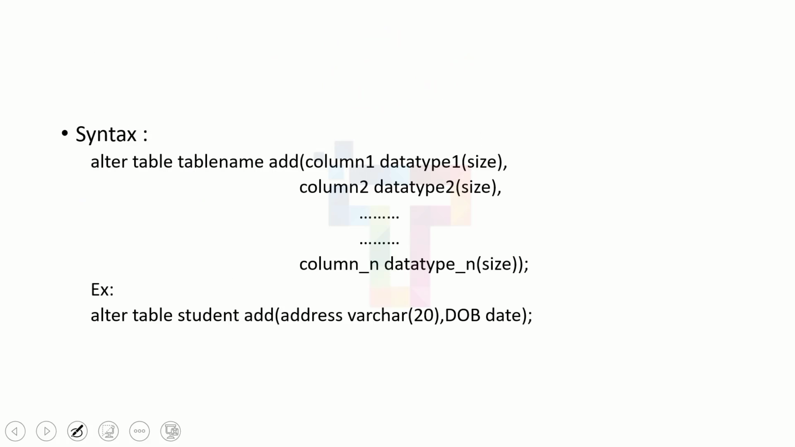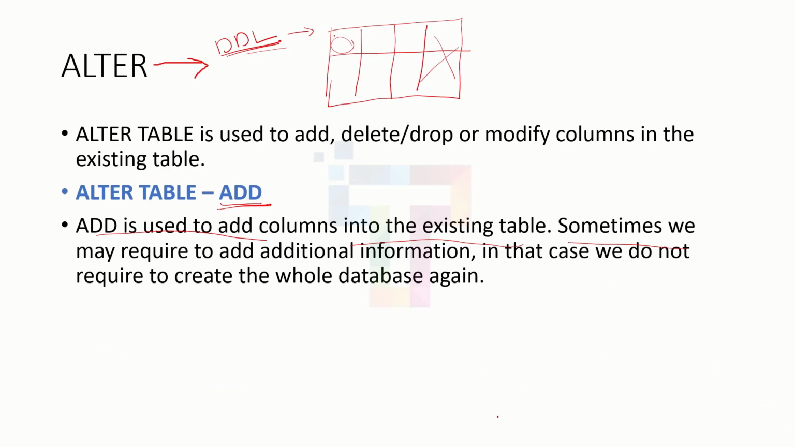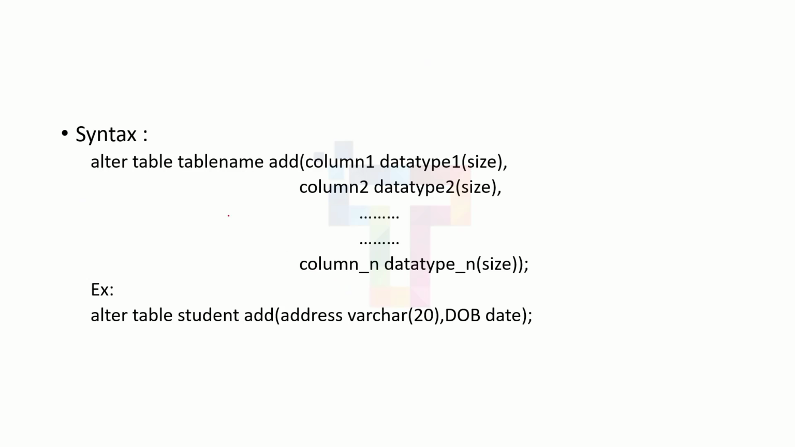See, in this, I have identified that I want two more columns like address and date of birth, right? I have forgotten to write these details. What do I have to do? I simply use the alter command. Instead of deleting the whole table, I'll just use the alter command and add two more columns into this. So this is the syntax: alter table, table name, add keyword you have to use, open parenthesis, which columns you want to add, you specify here, column 1, data type 1, size, like this, close the parenthesis, semicolon.